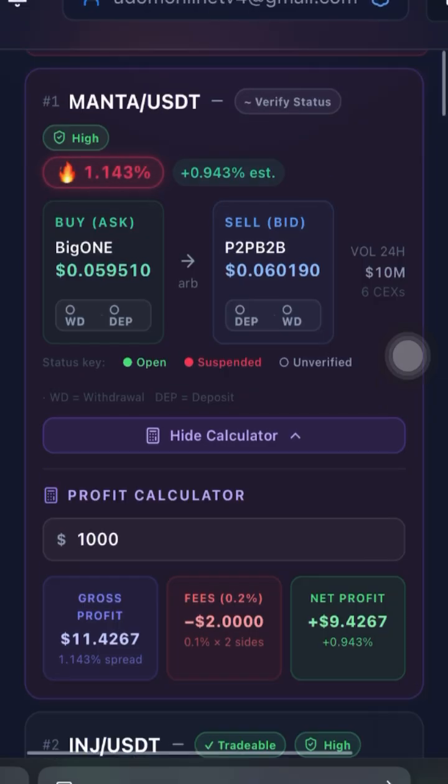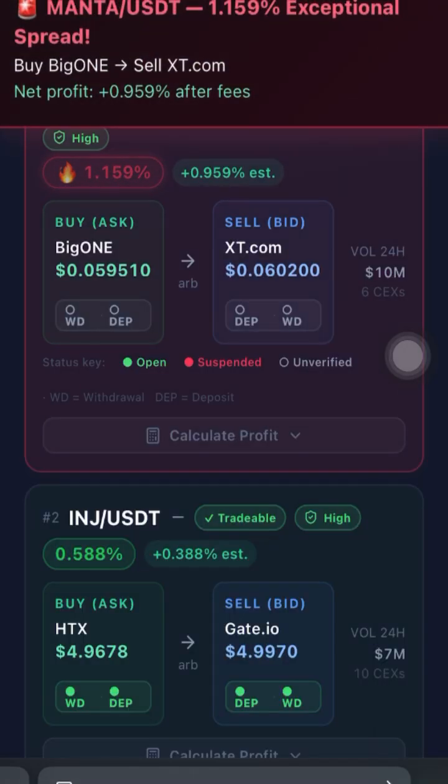So the bot solves all your problems for you. You just input the amount you have to trade with, and it will do all the math for you. You consider a few things, and after that you are good to go. So this is how the scanner works.